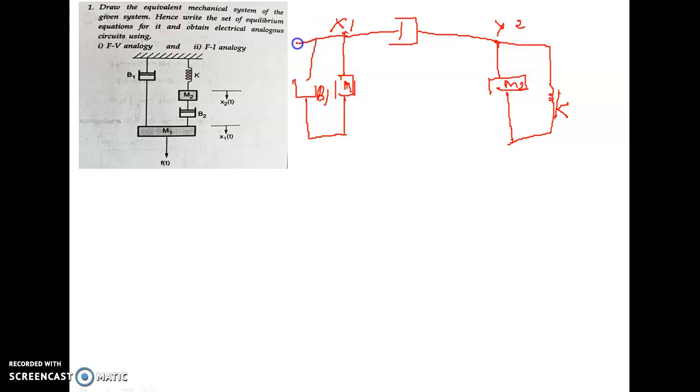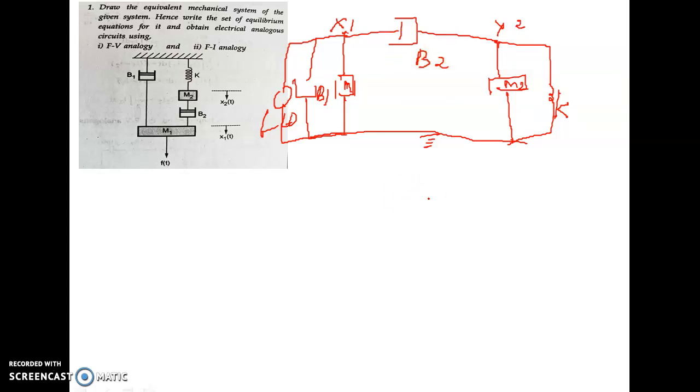Now we have the force f of t. Since f of t is applied to m1, you write f of t over here. Now this is the equivalent mechanical network diagram for the given problem.